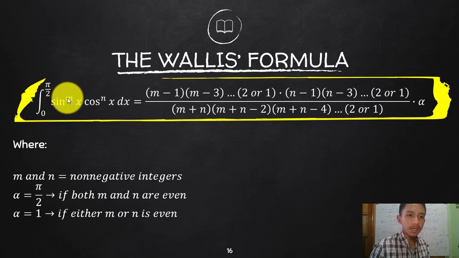First is subtract 1. That will be your first multiplier. Subtract 3, second multiplier. And so on and so forth. 5, 7, 9. Up to the time you will end up with 2 or 1. Okay, so which one goes first?